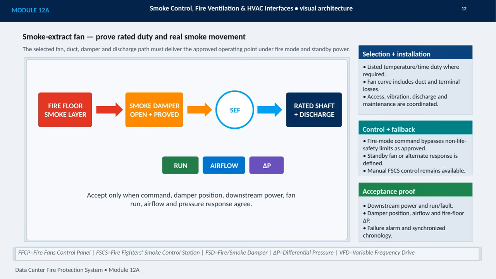Control logic also matters. The fire mode command must bypass non-life safety limits where approved, while the design defines a standby fan or alternate response and preserves manual control at the firefighter's smoke control station. Acceptance testing then connects the whole sequence. We need to confirm downstream power, fan run and fault signals, damper position, airflow, and the pressure response on the fire floor. A failure alarm and synchronized chronology should show what happened and when. The system is accepted only when command, damper position, power, fan operation, airflow, and differential pressure all agree.